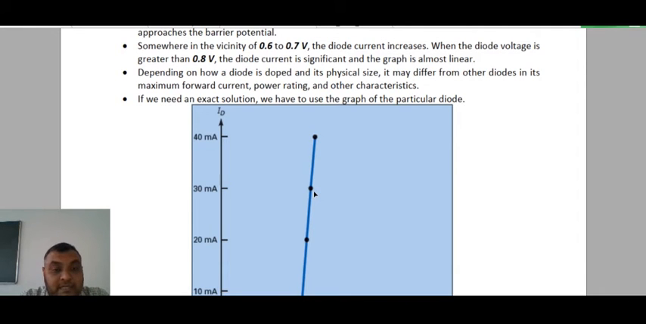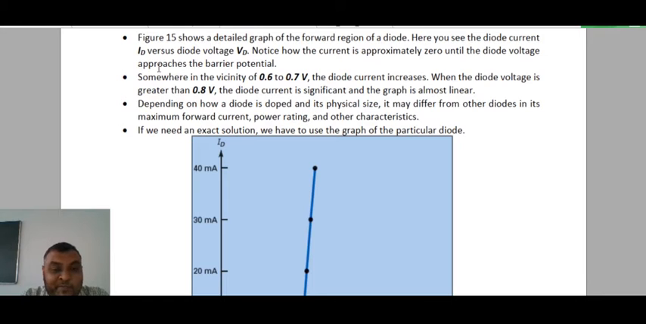Okay, so what is the statement given over here? What I explained to you is that somewhere in the vicinity of 0.6 to 0.7 volt the diode current increases, and when the diode voltage is greater than 0.8 volt, the diode current is significant and the graph is almost linear. Then what will your graph be? That is linear. Now depending on how a diode is doped and its physical size, it may differ from other diodes in its maximum forward current, power rating and other characteristics.